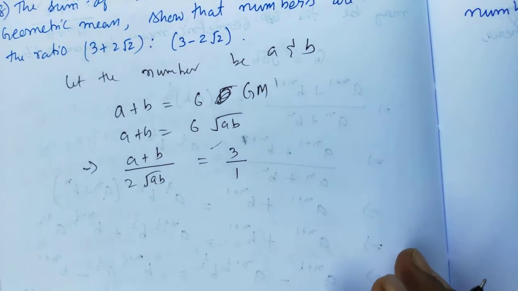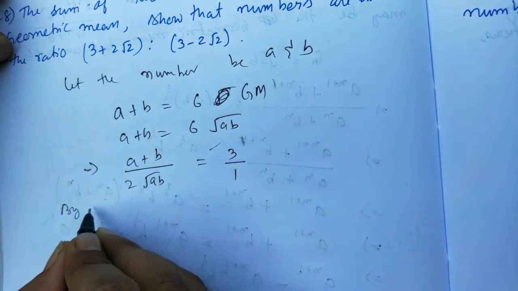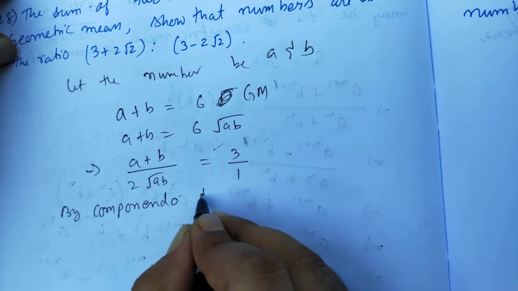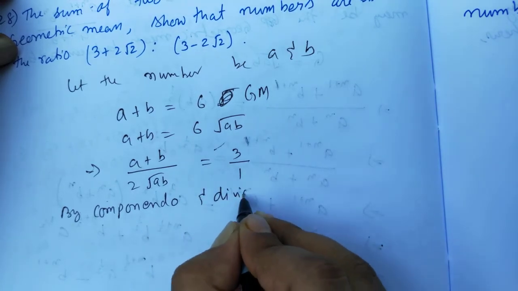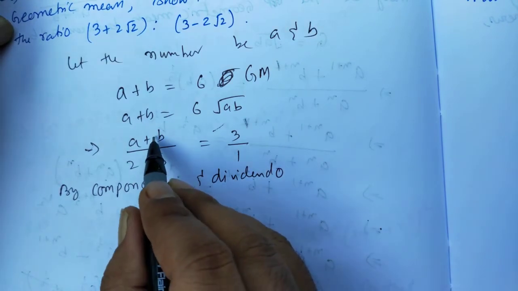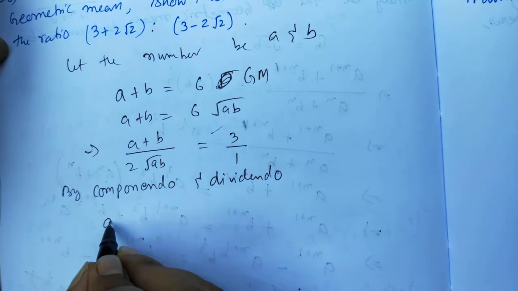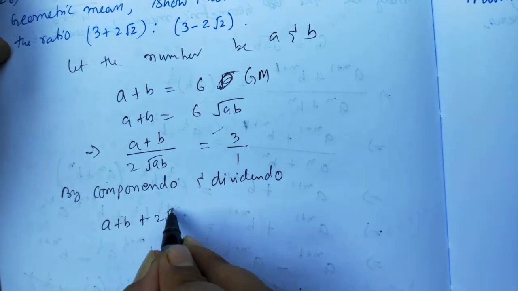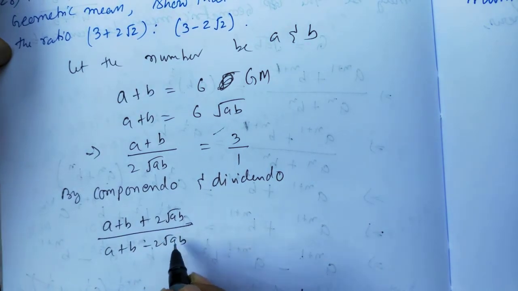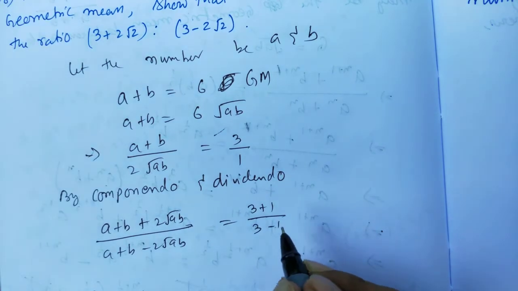Now we have to do by componendo and dividendo. Componendo and dividendo means we add this both sides on the numerator and subtract this on the denominator. So we can write a plus b plus 2 root ab, and here a plus b minus 2 root ab. Same thing we do here. 3 plus 1 by 3 minus 1.